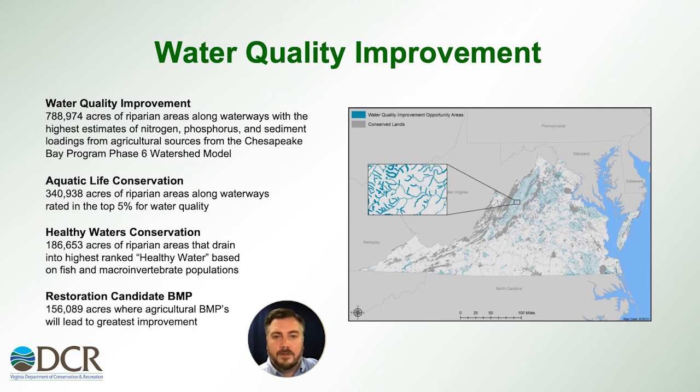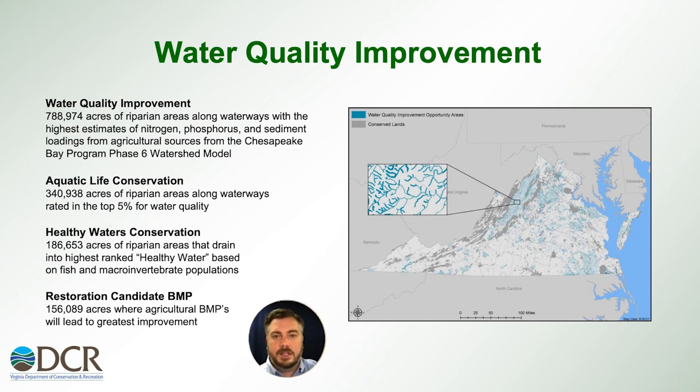The aquatic life conservation data identify lands that drain into waters of highest aquatic habitat values as determined by the Department of Environmental Quality using macroinvertebrate monitoring data to assess environmental conditions. The Healthy Waters Conservation data identify lands that drain into streams ranked outstanding or healthy based on fish and macroinvertebrate communities under DCR's Healthy Waters program.